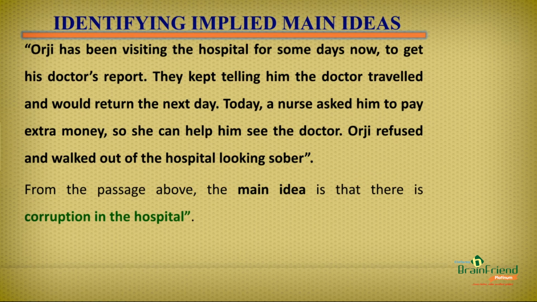Now, let's take a look at how we can identify an implied main idea. Audrey has been visiting the hospital for some days now to get his doctor's report. They kept telling him the doctor traveled and will return the next day. Today, a nurse asked him to pay extra money so she can help him see the doctor. Audrey refused and walked out of the hospital looking sober. From the passage we just read, we can say that the main idea is that there is corruption in the hospital.